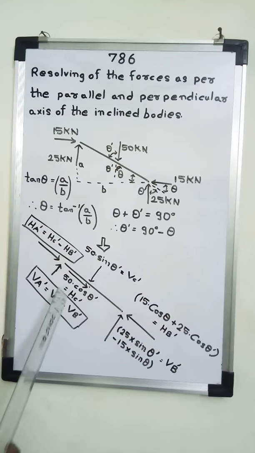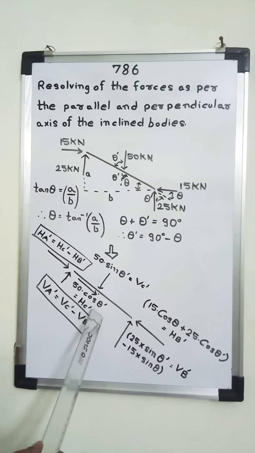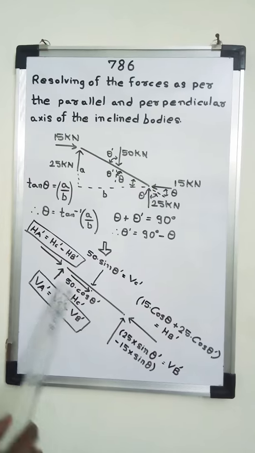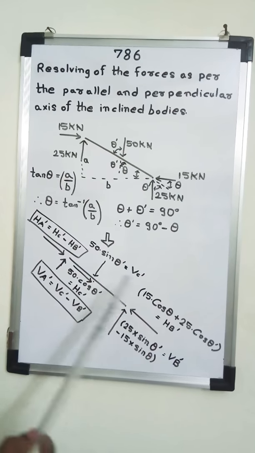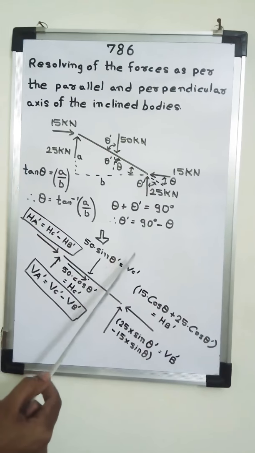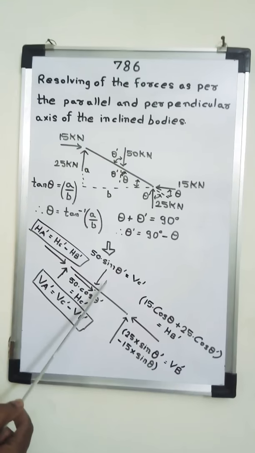At the same point, this 50 kilonewton force can also be resolved into two components. As you can see, I can resolve it as 50 into cos theta dash, which is actually the adjacent, and the final 50 sin theta dash, which is the vertical component.